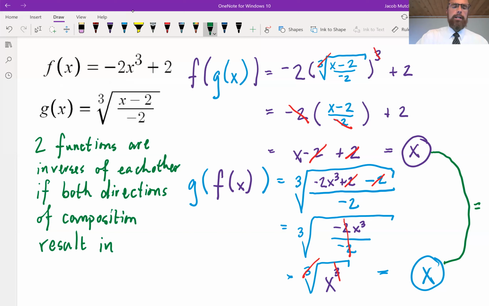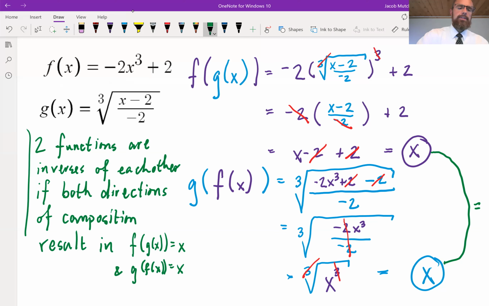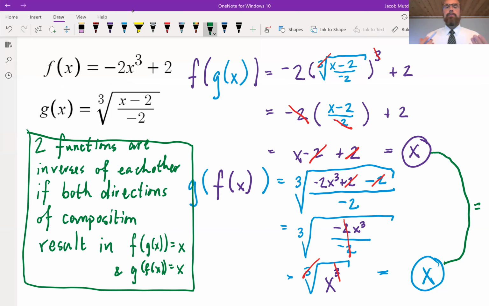In fact, we could write it here, if we called our functions f of x and g of x, f of g of x equals x, and g of f of x equals x. And that really is the special case where we do see that function composition yields the same result one direction as the other if two functions are inverses of one another.